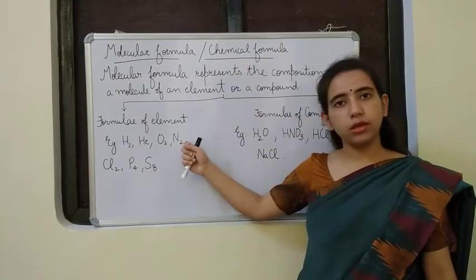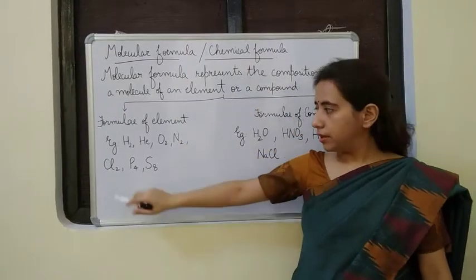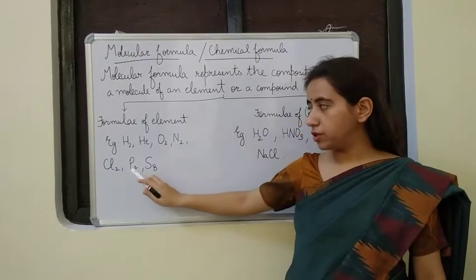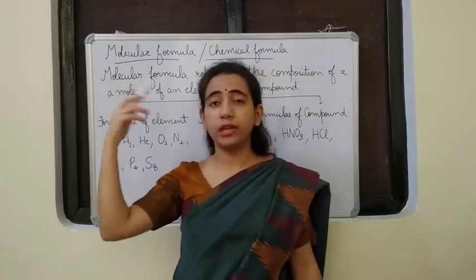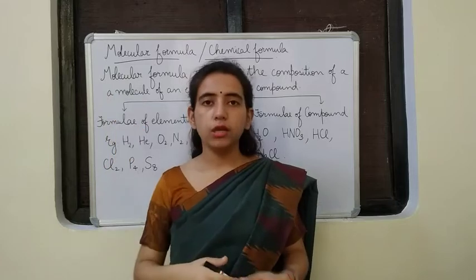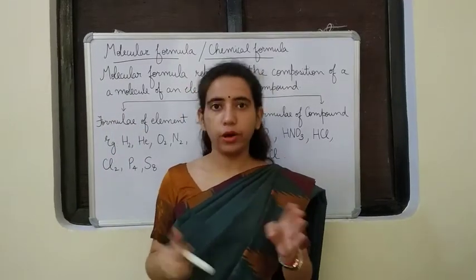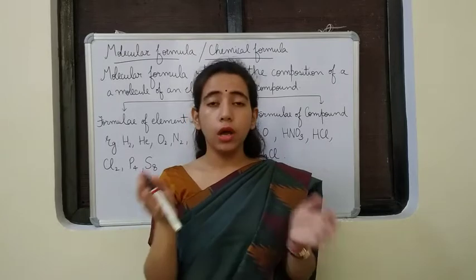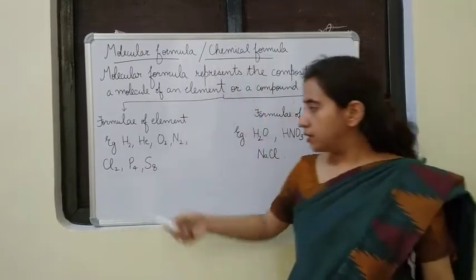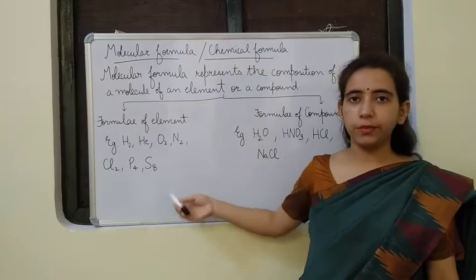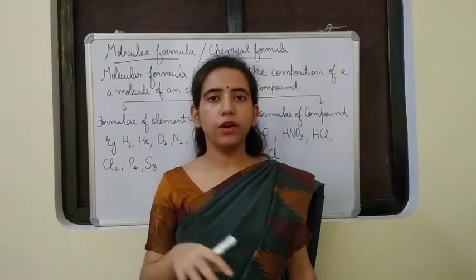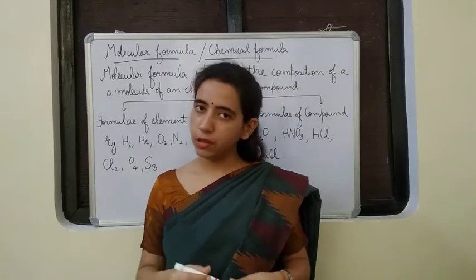Next nitrogen. Its atomicity is also 2. Next chlorine. Then phosphorus. Phosphorus, I told you, is included in the polyatomic molecules. So in a molecule of phosphorus, 4 atoms are there. 4 atoms combine to form one molecule. Then sulfur, you see S8 is there. That means 8 atoms of sulfur combine to form a molecule of sulfur.